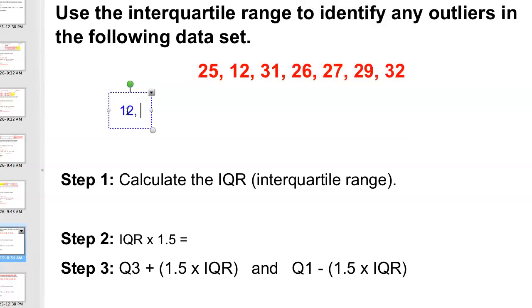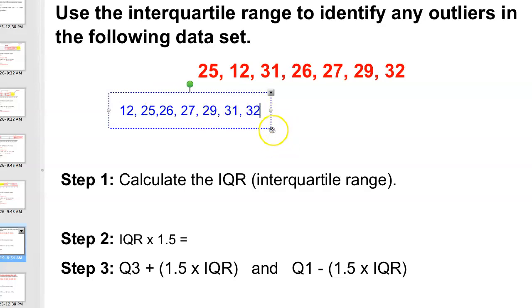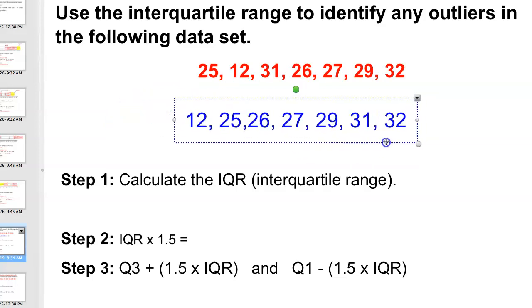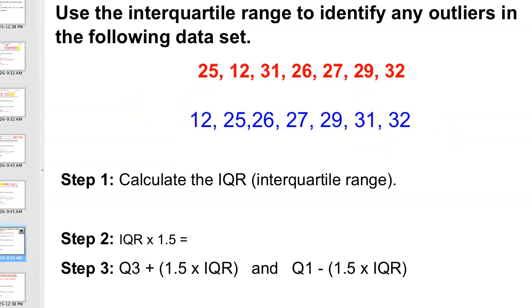Okay, so I have 12, 26, 25, 26, 27, 29, 31, 32. And I'm going to check to make sure that I have all my numbers. I want to do this especially because I want to make sure that I have all my numbers, and I want you to see how I check it because in your problems this week and last week, a lot of you forgot to check and then you were missing a number. 27, 29, 31, 32. I have all my numbers.